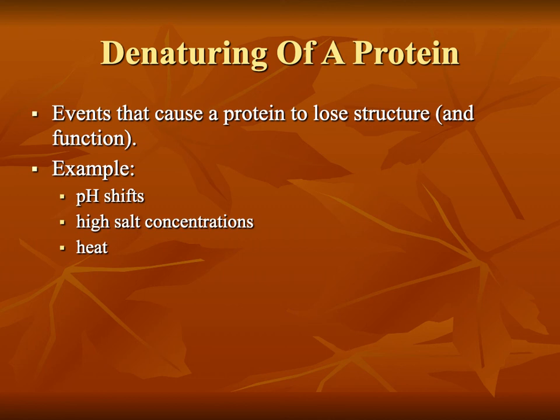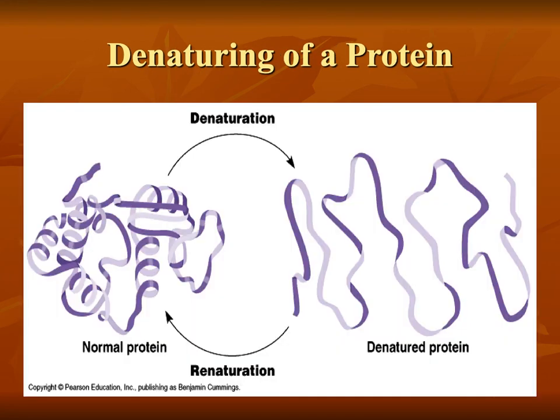Denaturing of a protein loses structure, it breaks down. pH shifts, high salt concentrations, and heat can make a protein break down. So here we have a normal protein, and then some process causes denaturation, and then the protein is just back to kind of a long chain, so it's not in the shape that it needs to be, and it doesn't do the function that it was designed to do.